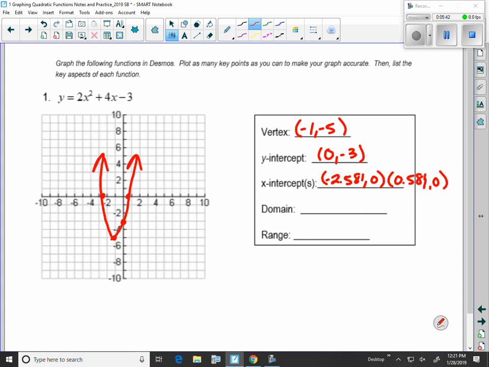So our domain, let me say this: our domain for all parabolas, all quadratic functions, is always negative infinity to infinity. Every single time, because you're always going to have those arrows. I like to write it in interval notation, but we need to know how to write it both ways. So I can also write it like this.